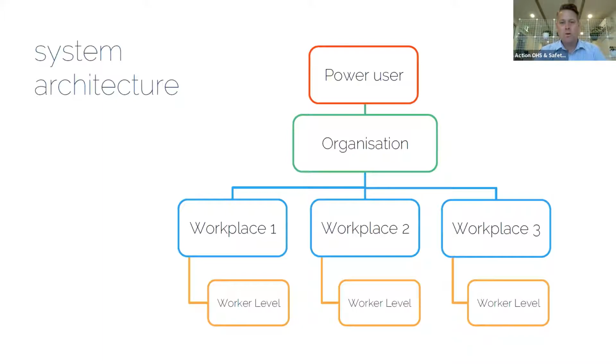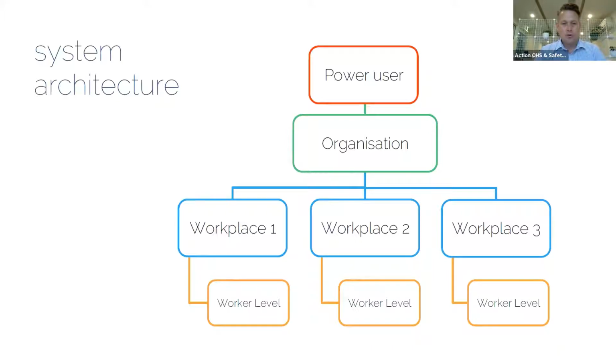When we move down to the workplace level, which is the blue level in the picture in front of you, incidents that are reported by the worker level or at the workplace level are captured at the workplace level. Incidents that are reported at workplace one will only be visible by users within workplace one, as well as the organisational users who have access to that workplace. The users in workplace 2 or 3 in this instance won't see the incidents, nor will they receive emails of the incident occurring.